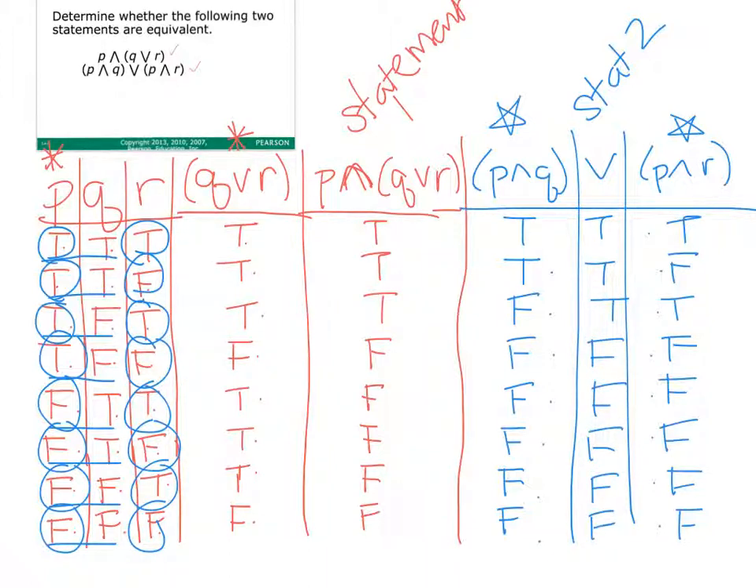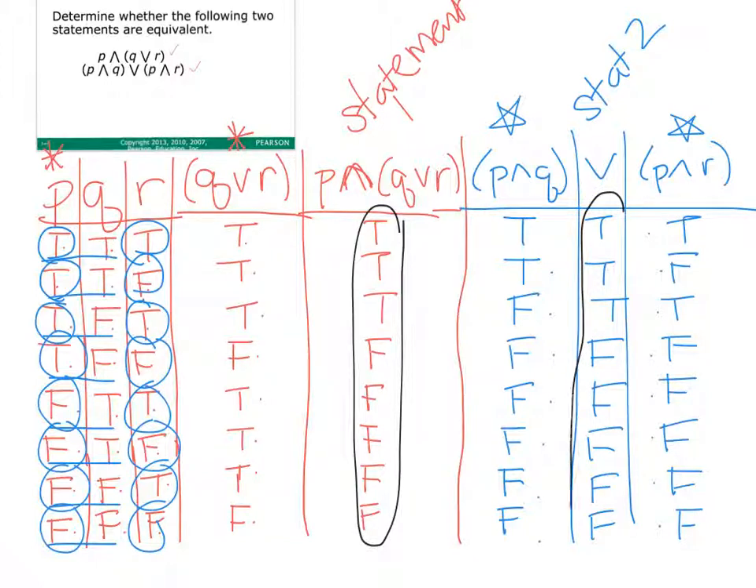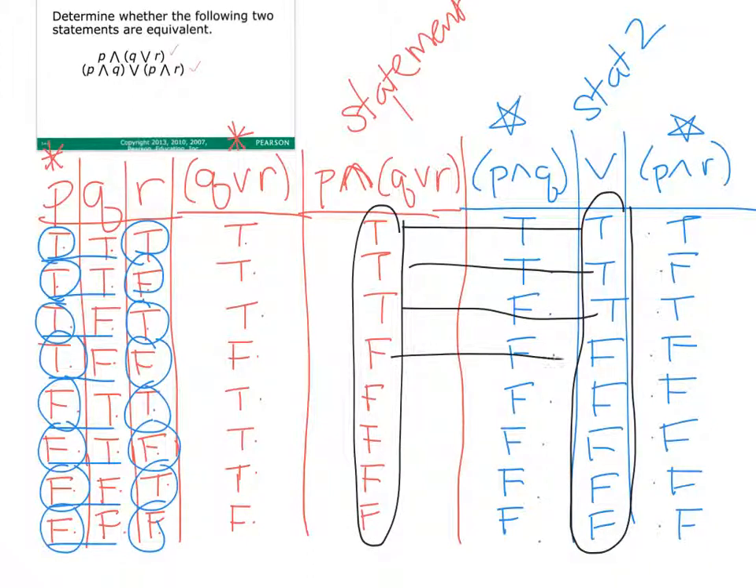Okay, so now you need to look at statement 1's column and statement 2's column, and compare them. You notice how they are identical to each other? As long as the two columns are identical, then you can say that the two statements are equivalent to each other.